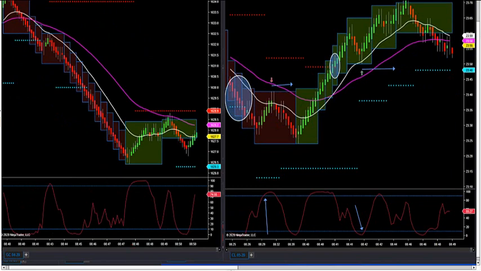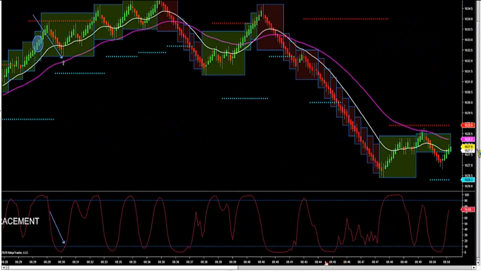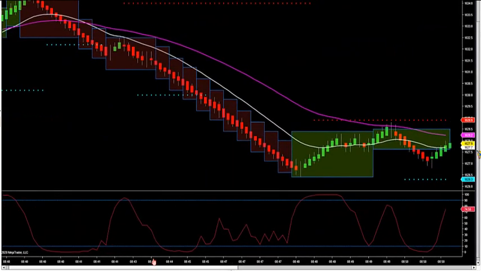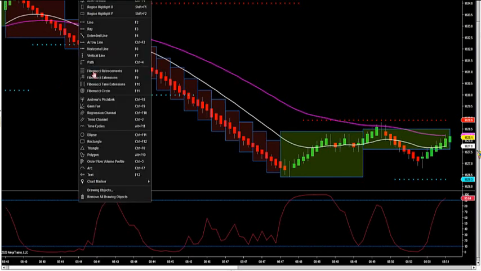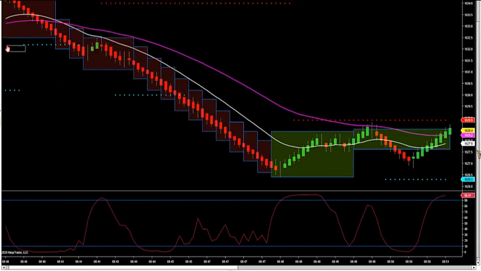Okay? If I look at gold, right here, gold just had a big, huge trend down. Watch, this is not hard to understand. It's consolidation before continuation. There's your consolidation box, more than 4 candles.